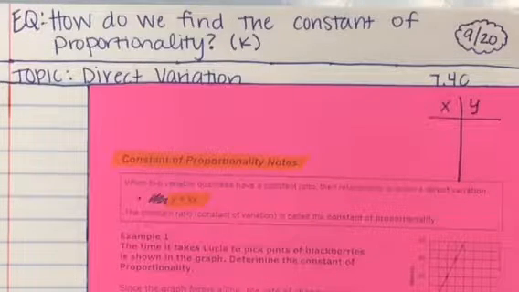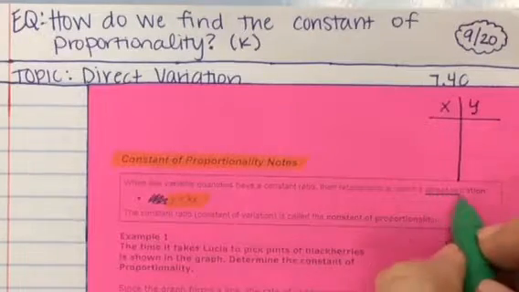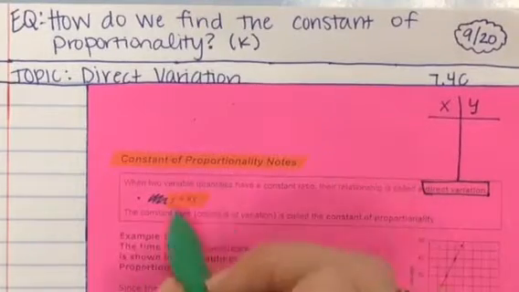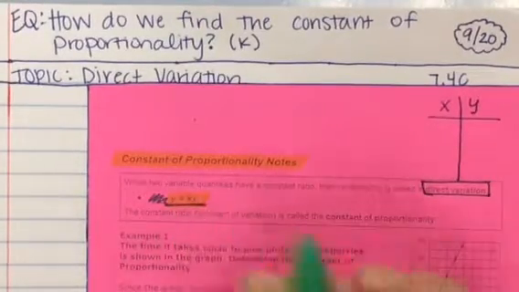So it's talking about proportional relationships, and when two variables or quantities have a constant ratio, we've been talking about ratios, their relationship is called direct variation. Underline it, put a box around it, or something. Direct variation is what we're going to talk about when we're doing y equals kx.